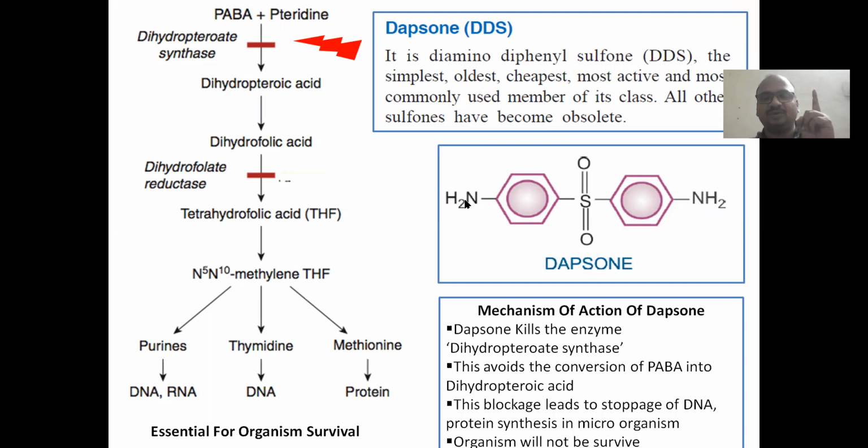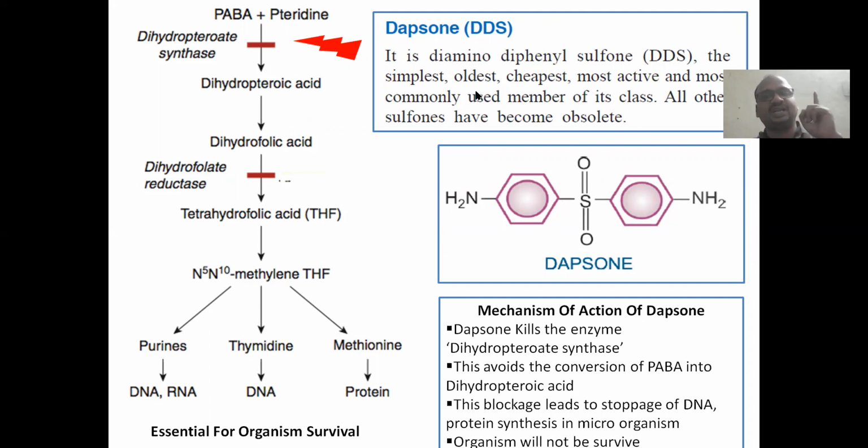See here, one amino group is there. Here also one amino group is there. So it is a diamino. Diphenyl, so a phenyl group is there, and here also one phenyl group. Diphenyl sulfone. See here, sulfur is there, sulfone. That's why it is called diamino diphenyl sulfone.